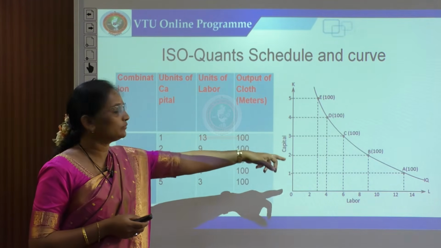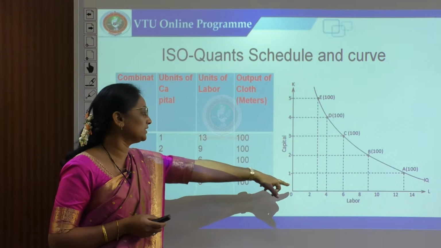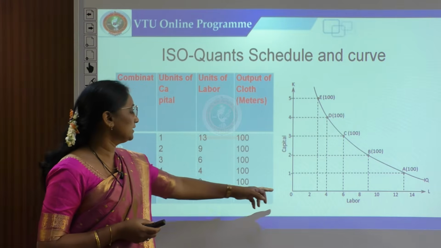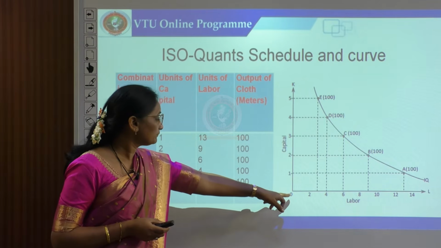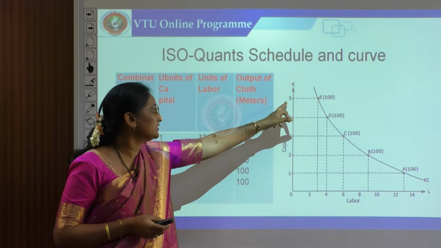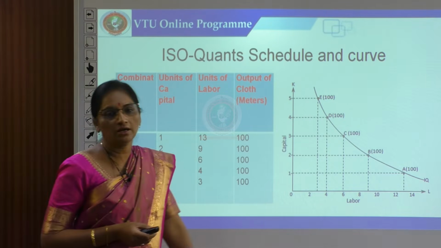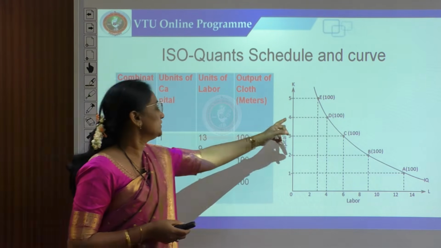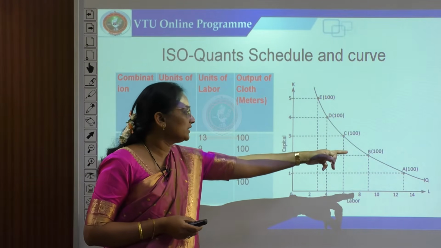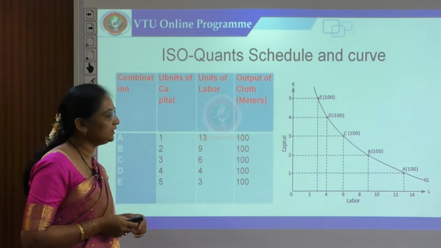The same thing we can put in a graph. See here, on the OY axis we are measuring capital and on the OX axis we are measuring labor. When 3 is the labor, in that situation 5 is the capital. When 3 is the labor, 5 is the capital, that is the E combination, 100 units. The second combination, D combination, 100 units of output, then C combination, B combination, A combination. So all the combinations are producing 100 units of output.